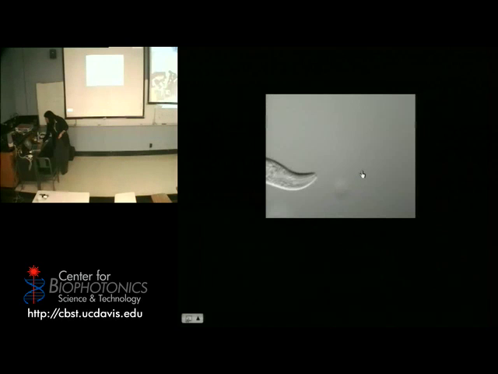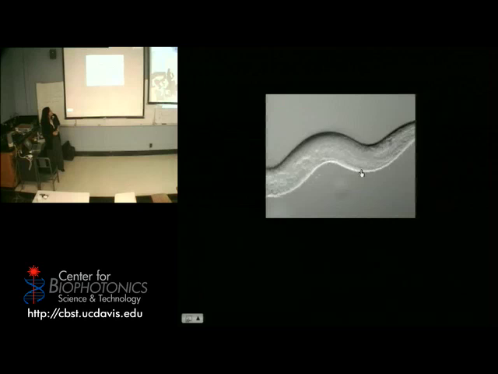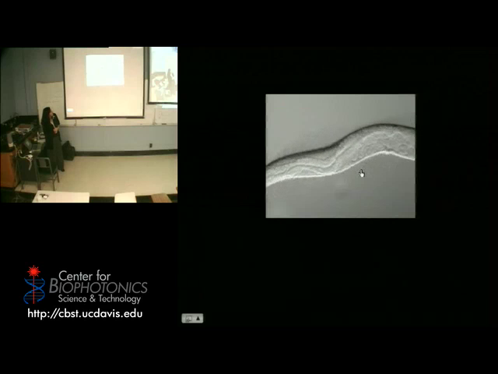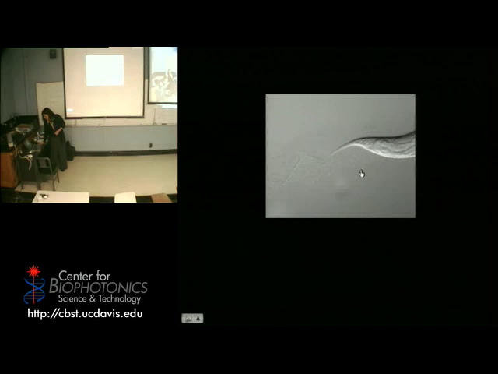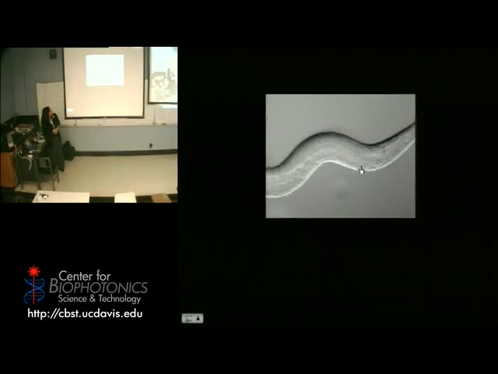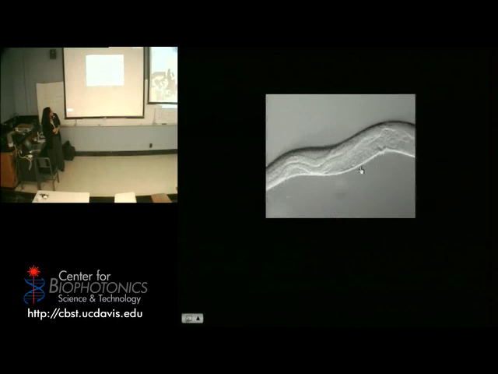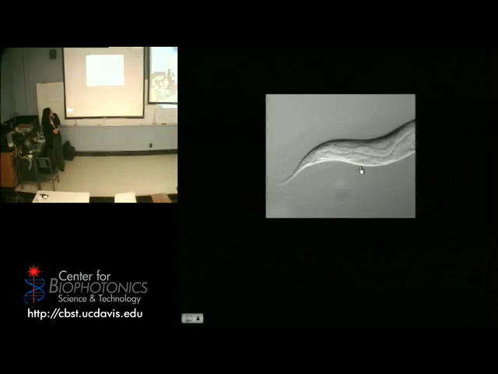So here is typical C. elegans, alive, and we can see everything through. Can you see that again? All the eggs here, the uterus, the lumen, the inside of the intestines there. Okay?